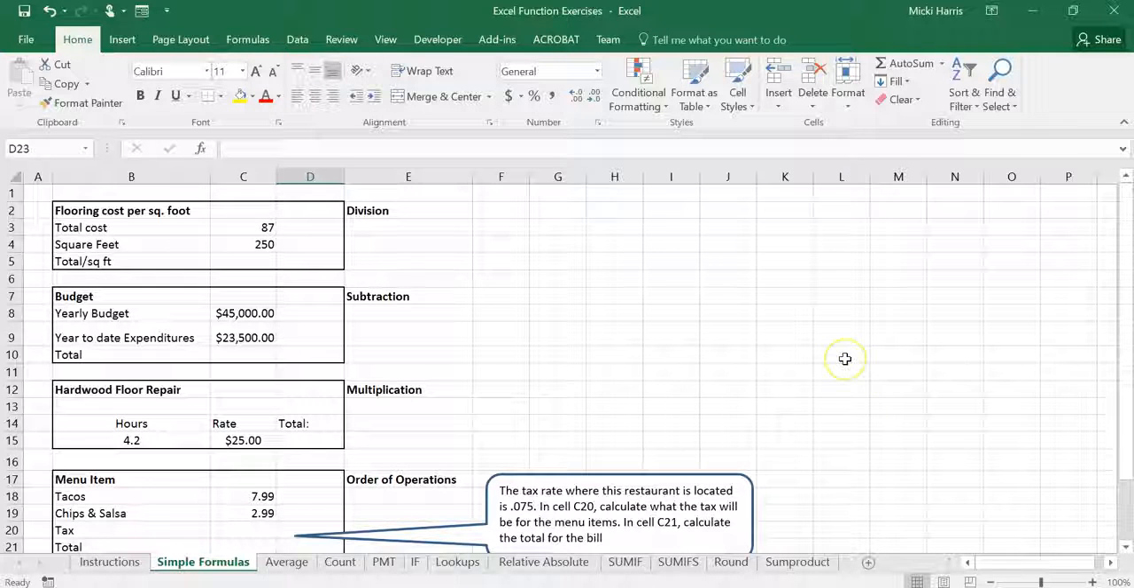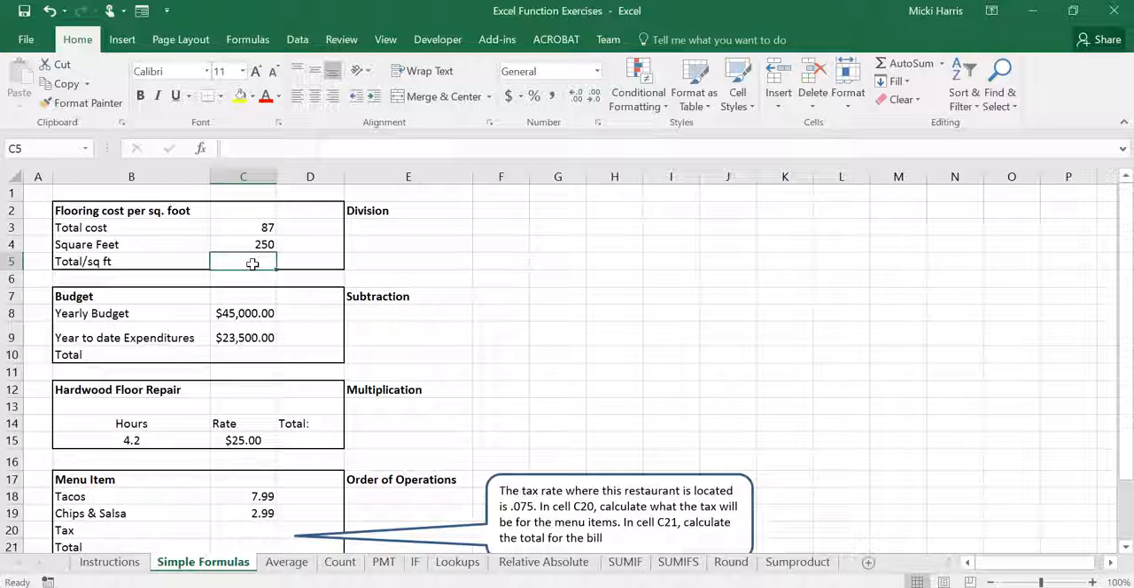Okay, we're going to start with some simple formulas. So the first thing I want to do is some division. I want to figure out flooring cost per square foot. So I'm going to take the total divided by square foot. I'm going to go into C5. That's where I want my result to be.